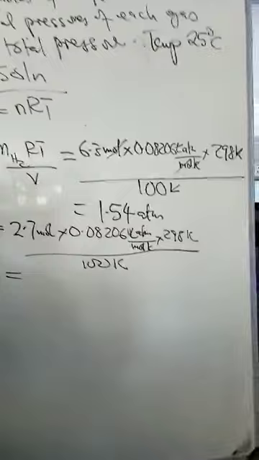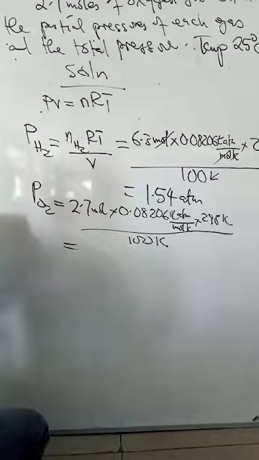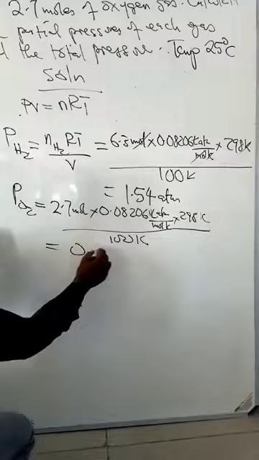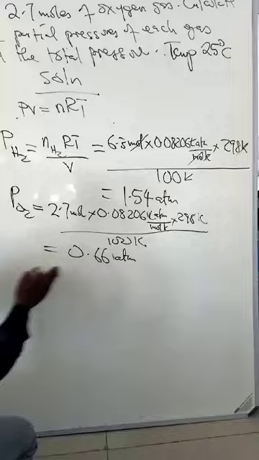So we have 2.7 times 0.08206 times 298, then over 100, which is giving us 0.66 atmospheres. So this is the partial pressure of oxygen.